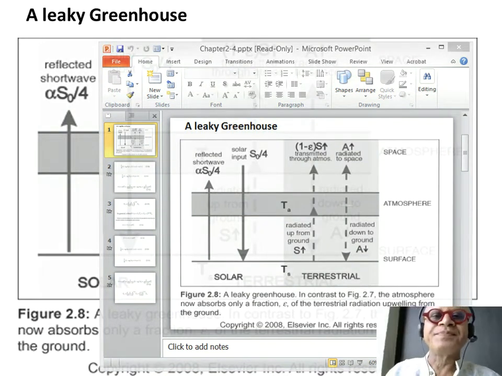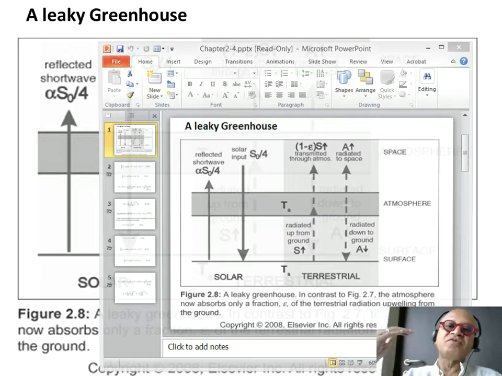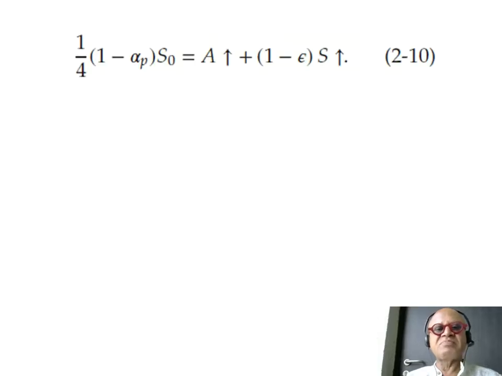Okay, so let's now do the energy balance with this leaky atmosphere, as we called it, where it's not absorbing all of the long wave energy coming from the surface. It's absorbing a fraction of it and allowing a fraction of it to go through. And the atmosphere's temperature is then determined by how much of the long wave it's absorbing. Okay, so what does the energy balance now look like?